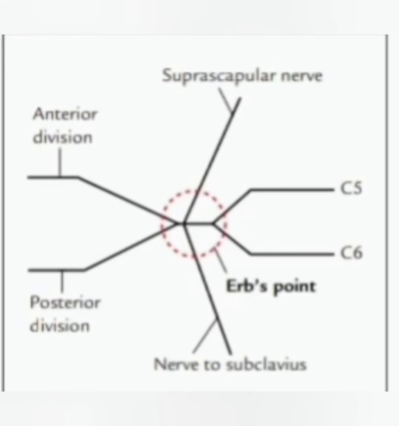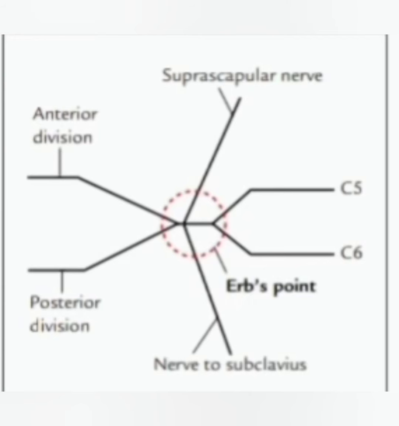Now let's see the clinical features of Erb's paralysis. First of all, there will be paralysis of deltoid muscle because the nerves supplying them are affected. So there will be hyperadduction of arm. There will also be medial rotation of the arm due to the paralysis of supraspinatus, infraspinatus and teres minor muscle.